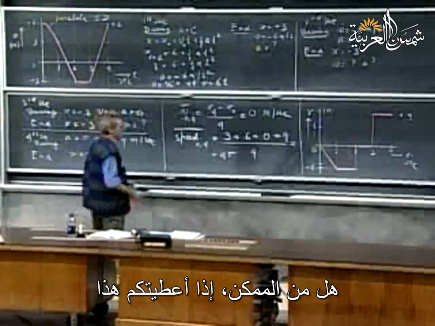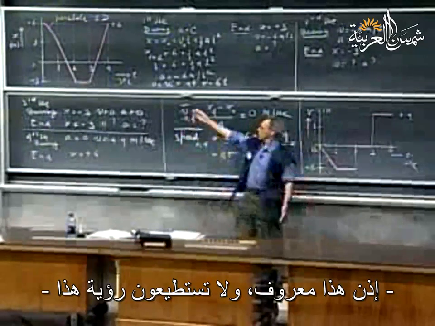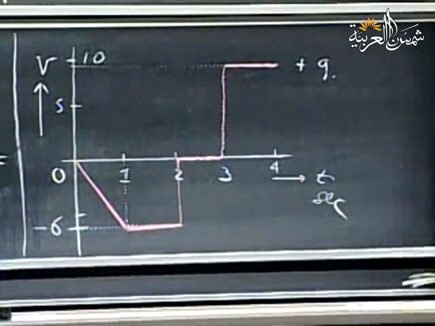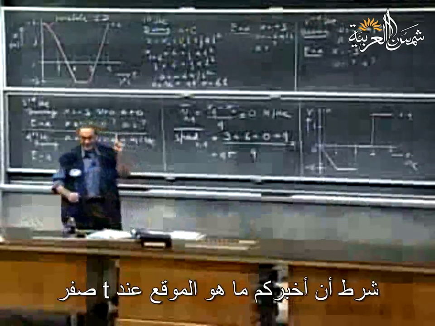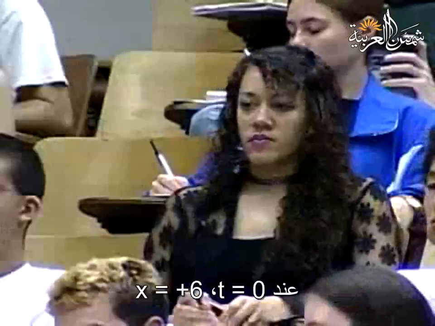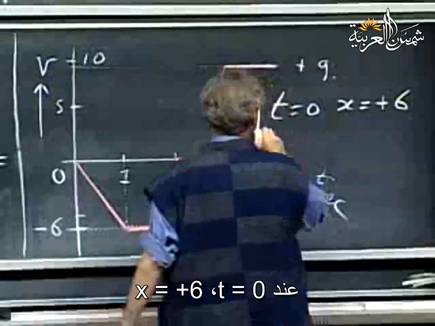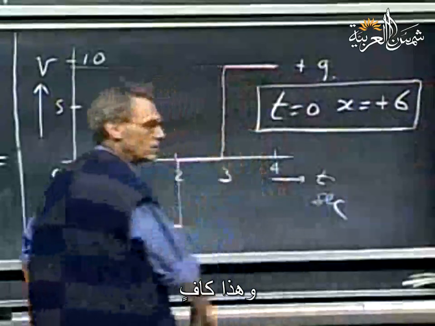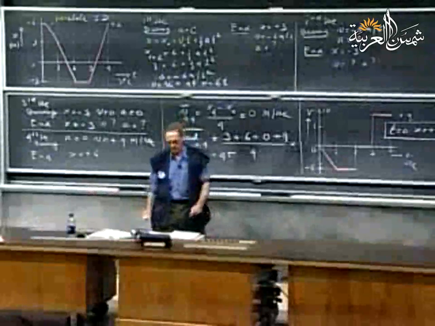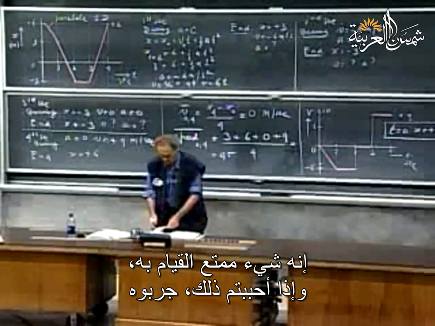Is it possible, if I gave you this, so this is a given, you can't see that, could you convert this back to that? And the answer is yes, provided that I tell you what the position is at t0, at t equals 0, x equals plus 6, and that is sufficient for you to use this information and to reconstruct that. It's an interesting thing to do, and if you feel like it, I would say give it a shot.